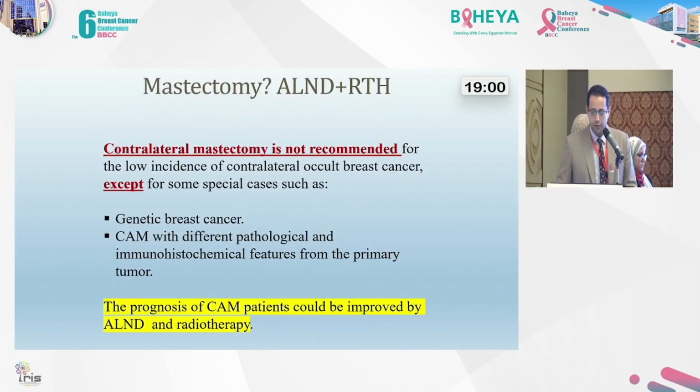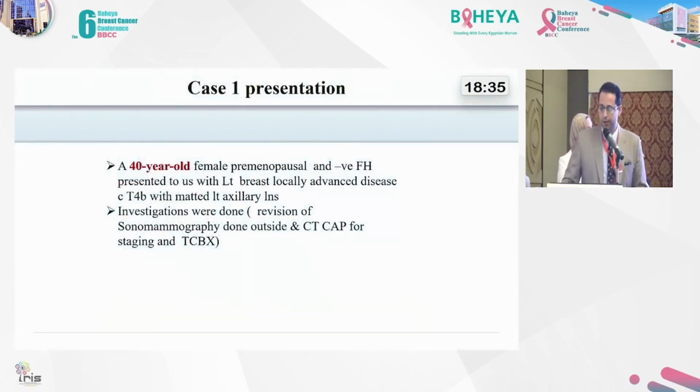Contralateral mastectomy is not recommended because of the low incidence of contralateral occult breast cancer, except for some special situations such as genetic breast cancer and contralateral axillary metastasis with different pathological and immunohistochemical features from the primary tumor. But still, the prognosis of the contralateral axillary metastasis patient could be improved by axillary lymph node dissection and radiation therapy. We'll present an example of a case of synchronous contralateral axillary metastasis and a metachronous contralateral axillary metastasis.